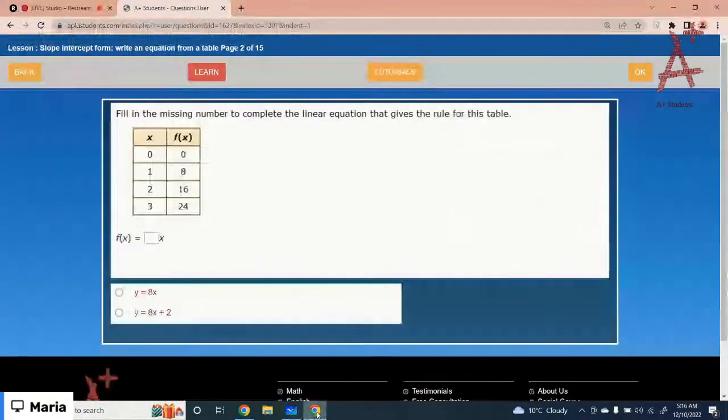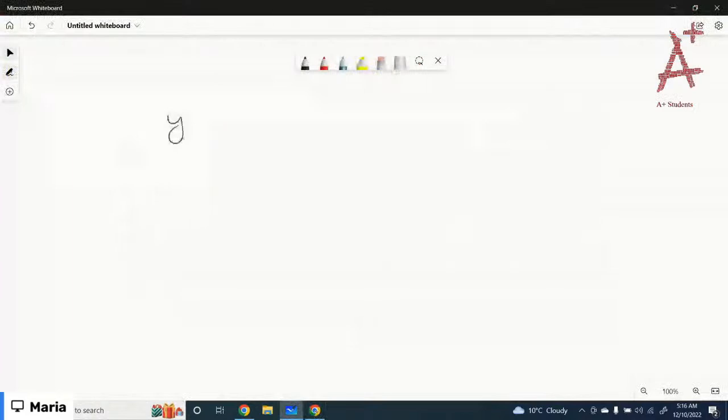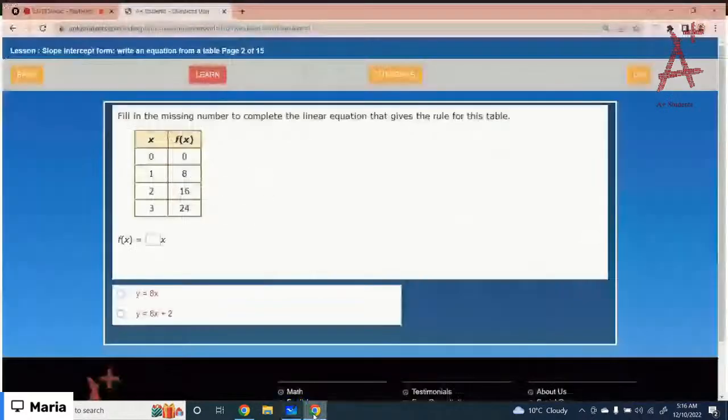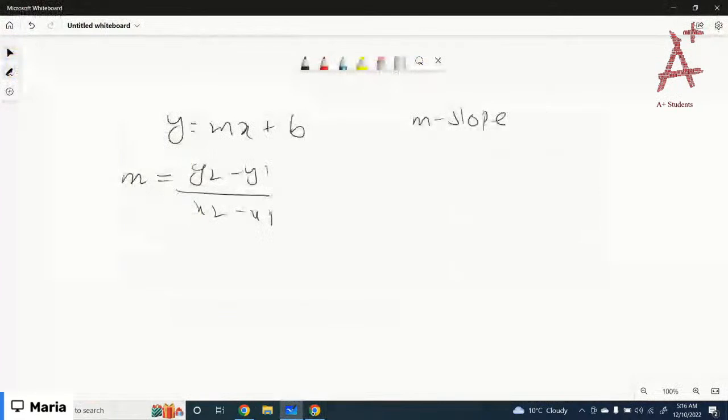So the equation is y equals mx plus b. So just find the slope. Slope is y2 minus y1 divided by x2 minus x1. Use any 2 points. For this one, I'm using the second and the third point. Got it? 1, 8, 2, 16. That is x1, y1 and x2, y2.